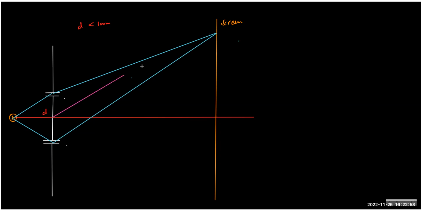The common center of the two slits, we draw a line from there and we call this angle theta. So theta is called the angular position of something which we'll call the fringe later on.